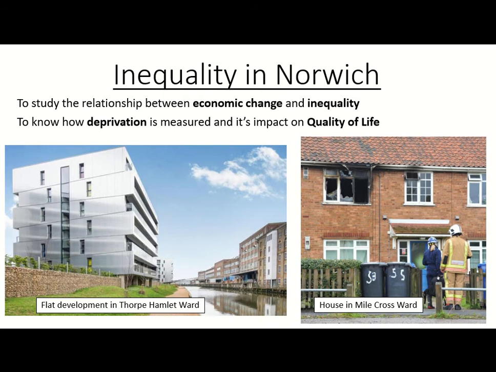So you've got two images that illustrate this point straight away. The quality of housing on the left there is a proposed flat development in the Thorpe Hamlet ward of Norwich in the inner city, a redeveloped area, modern looking flats that are really designed to attract wealthy young professionals. And then you've got in the suburbs the social housing of Mile Cross ward in the north of the city. So again, you can see a very clear difference. Obviously, I haven't taken that picture with the house looking its best. It's clearly just had a house fire. But what you can see is a stark difference between just the image of the buildings alone.